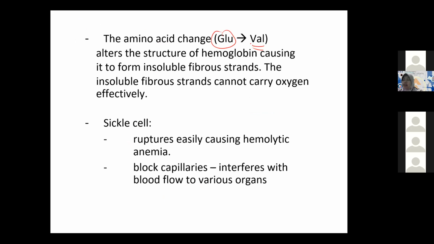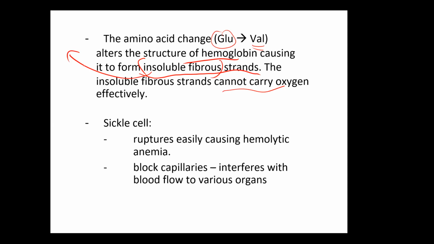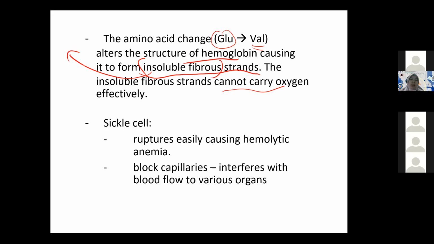So this can alter the structure of hemoglobin and cause it to form insoluble fibrous strands, so that it cannot carry oxygen effectively. Sebab apa? Kita dah belajar chapter 2, protein. Kalau insoluble, meaning it cannot dissolve in water. Maksudnya dia tak terlalu telap dengan air. Sedangkan hemoglobin kita running along within our blood, right? So that's why it will affect the amount of oxygen carried by the hemoglobin.